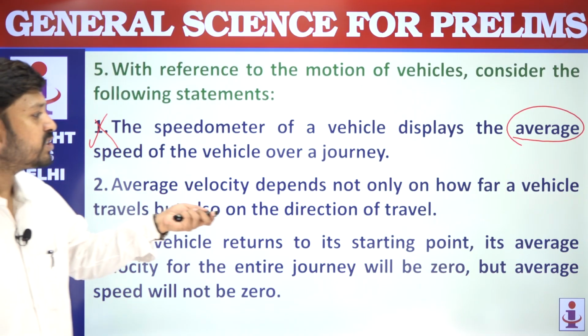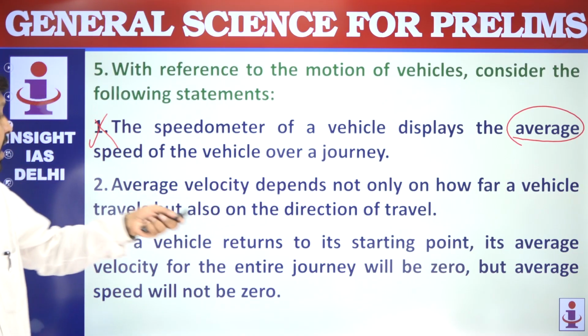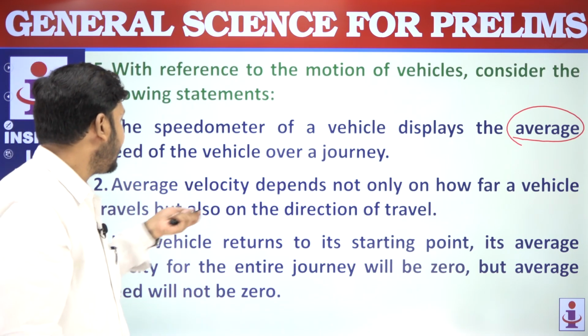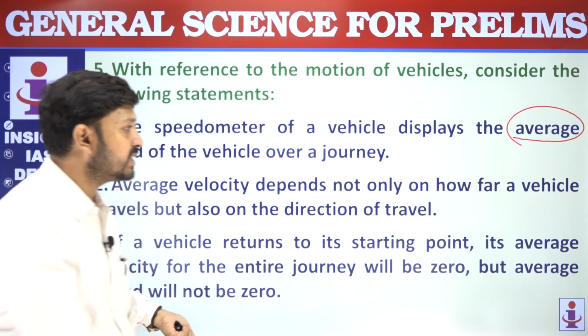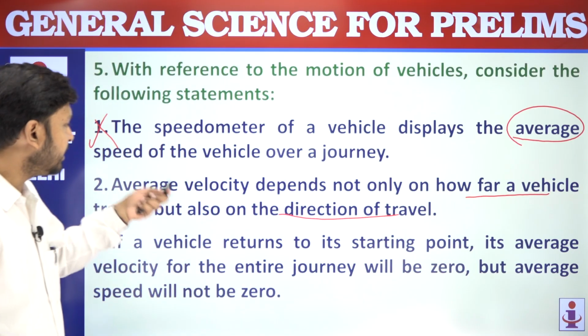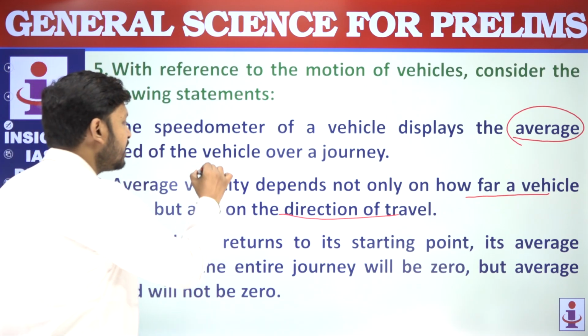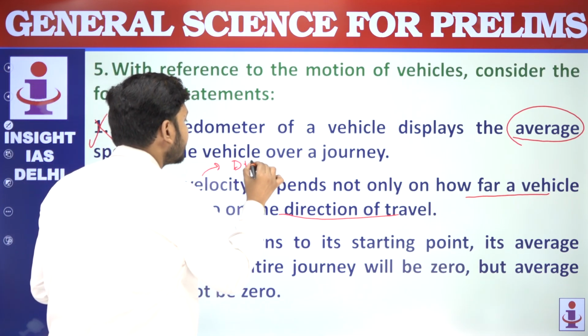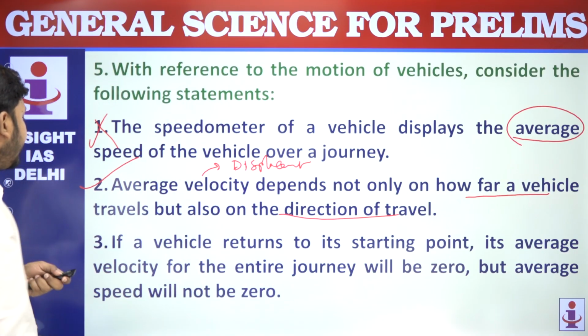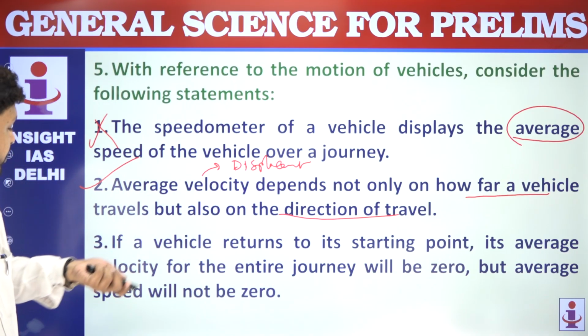Second one, average velocity depends not only on how far a vehicle travels but also on the direction of travel. Just now we have seen, right, velocity has both magnitude and direction. So magnitude is there and direction is also there. And generally average velocity is calculated based on displacement. So this will be the right statement. Next, go to the third statement.